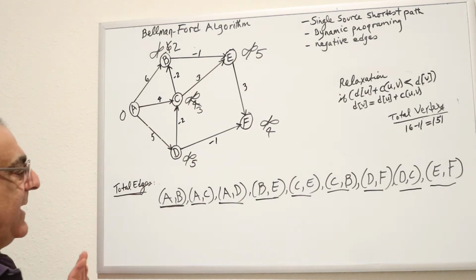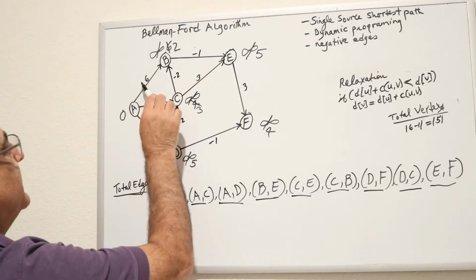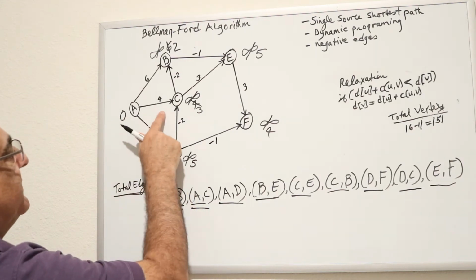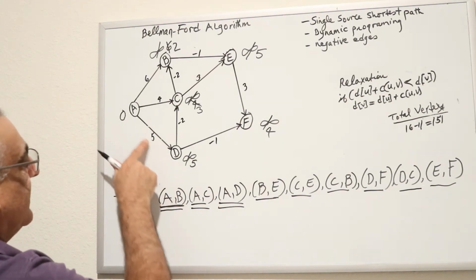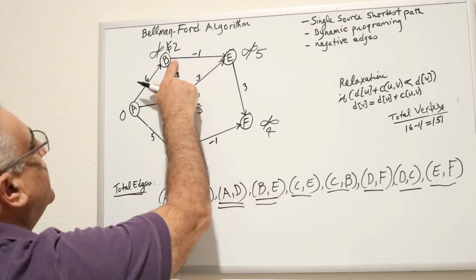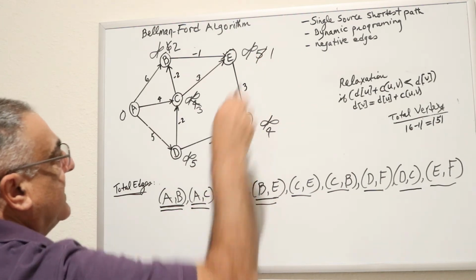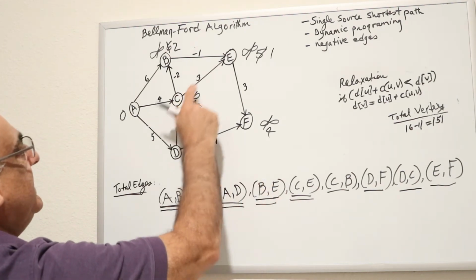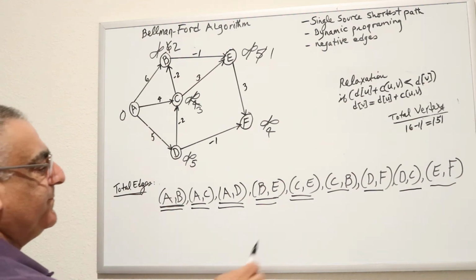So this is my first pass. Let's go through it again. A to B, 0 plus 6, 2 is better, I can't change it. A to C, 0 plus 4, 3 is better, can't change it. A to D, 0 plus 5 is still 5, don't change it. B to E, 2 plus -1, it's 1, so it's better than 5, so I put 1 there. C to E, 3 plus 3, that's a 6, well, 1 is better.